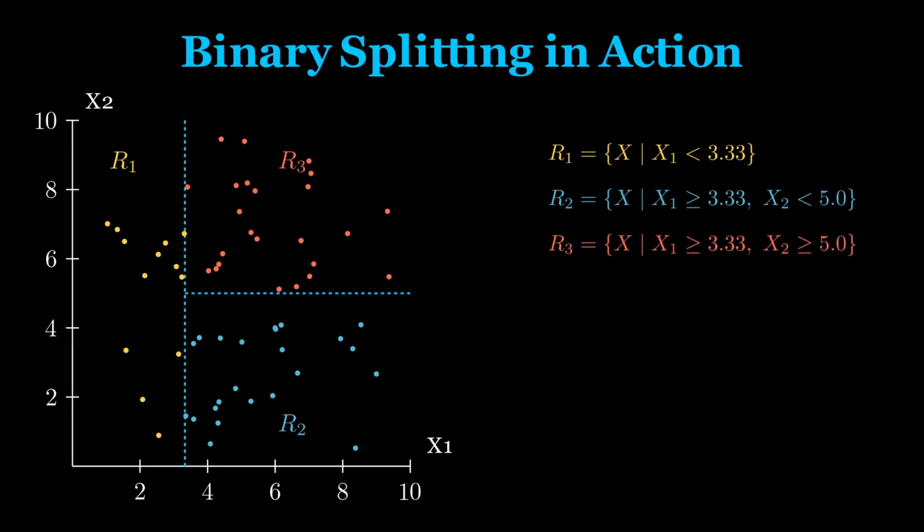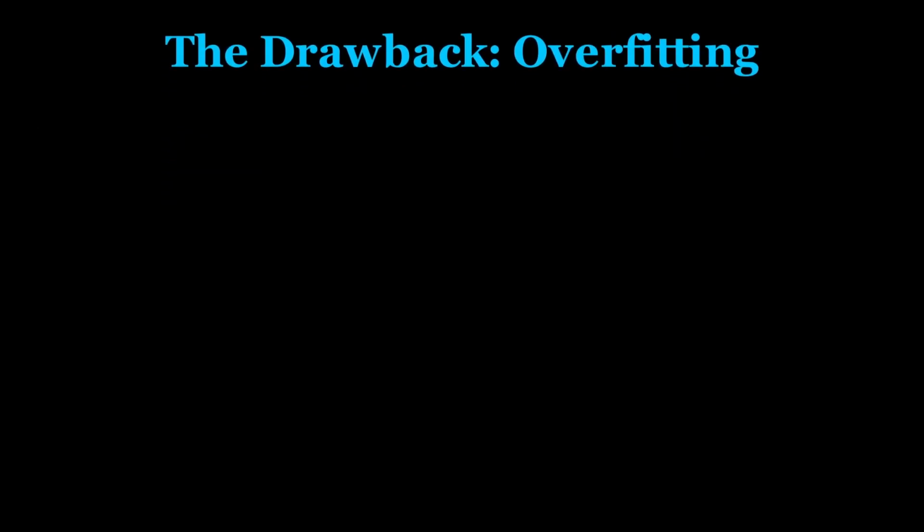One final observation. When visualized in 2 dimensions, every split must be either a horizontal or a vertical line, just like the two splits we made here. One of the drawbacks of binary splitting is that it can lead to overfitting.